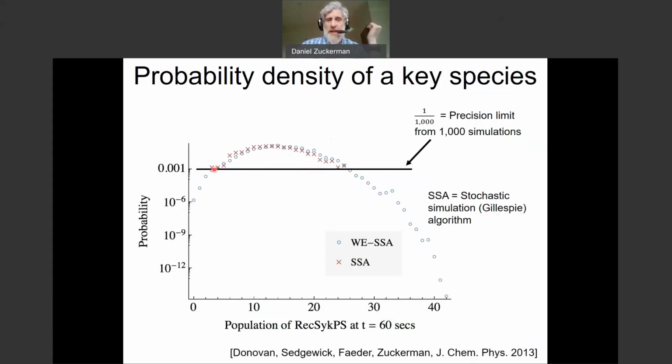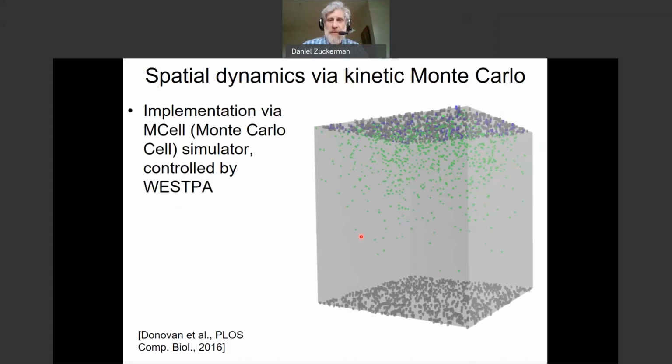And what you can see is that with weighted ensemble, we can see these extremely rare events that you couldn't see with standard simulation. So standard simulation sort of peters out here with, let's say, you did 1,000 different trajectories. So if we use that exact same amount of computing, we can see many orders of magnitude rarer events using the weighted ensemble approach.